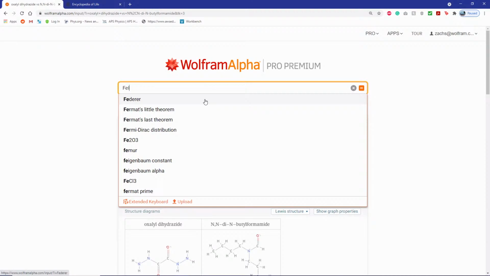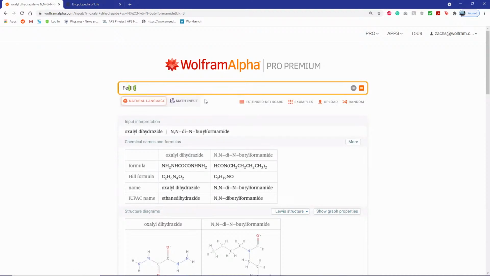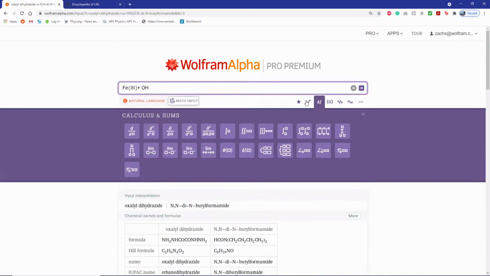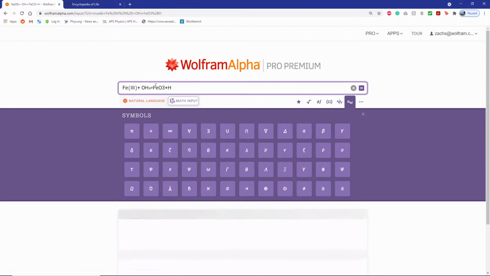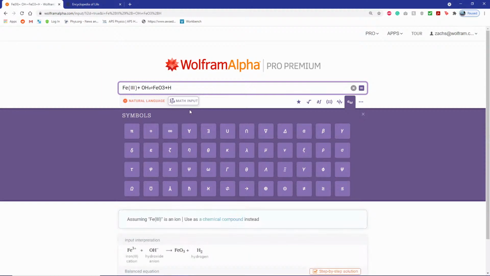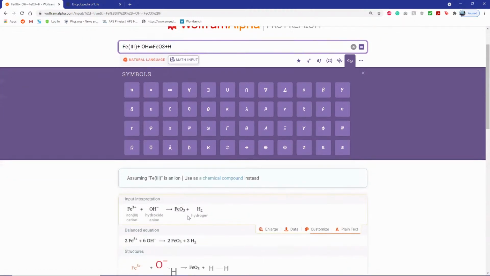I'm gonna try to remember what it is. Let's see, what's a good chemical reaction we could use? I think I had oxidation on my mind a couple weeks ago. You got one? I don't remember. It's like FeO3 plus H. I don't remember. Someone can correct me. Ooh, it's a reaction.